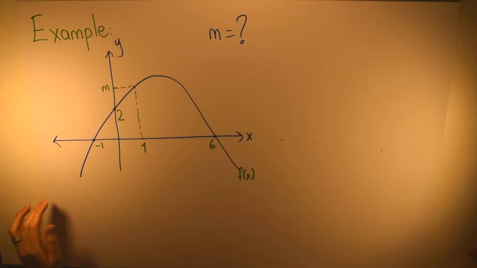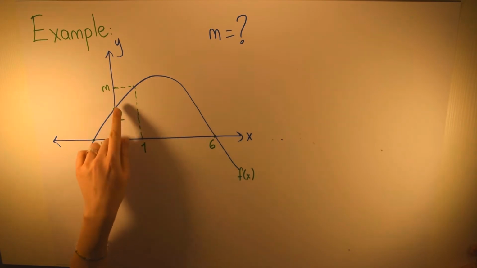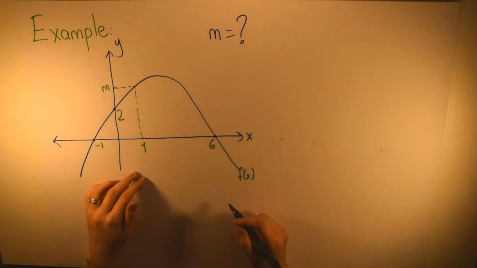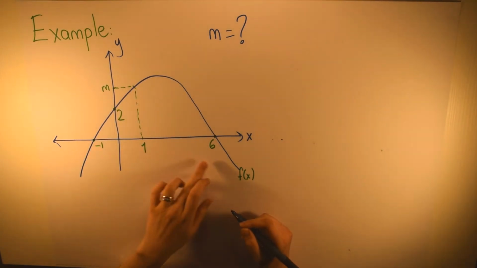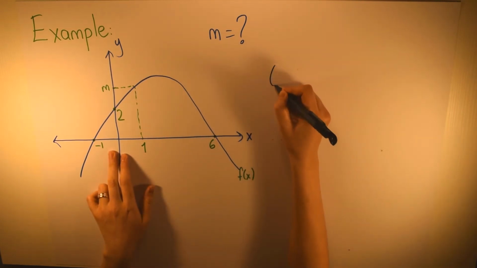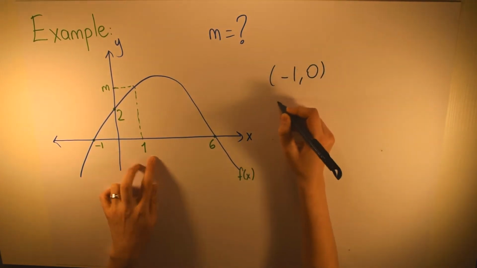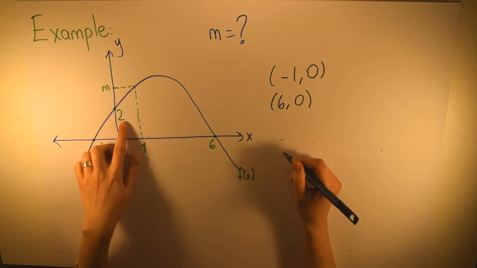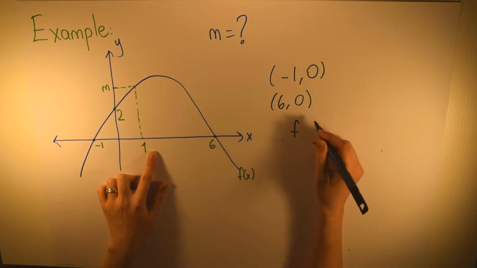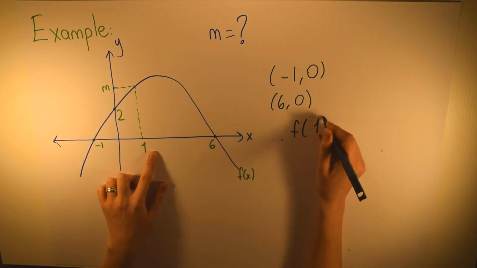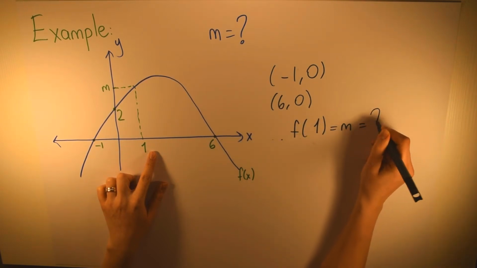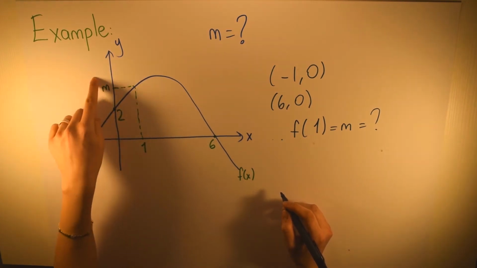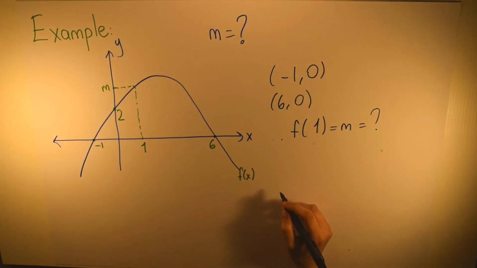Let's look at this example. Here this graph is given and m is asked. So here how can we find m? As you can see, this parabola intersects x at the 2 points, which are x1 and 0 and 6 and 0. To find m, actually we need to find the equation, and after that we should find f(1), which is equal to m. Why? Because when x is equal to 1, it's equal to m on the y axis.